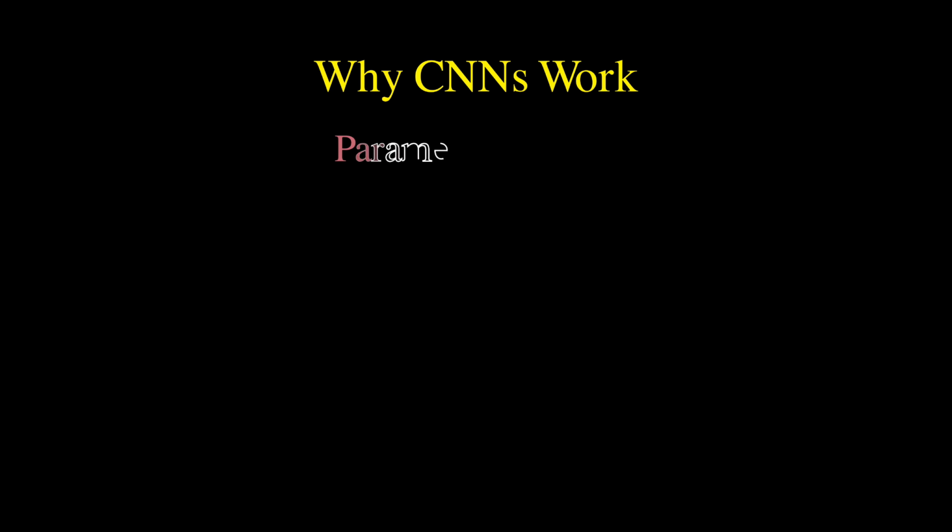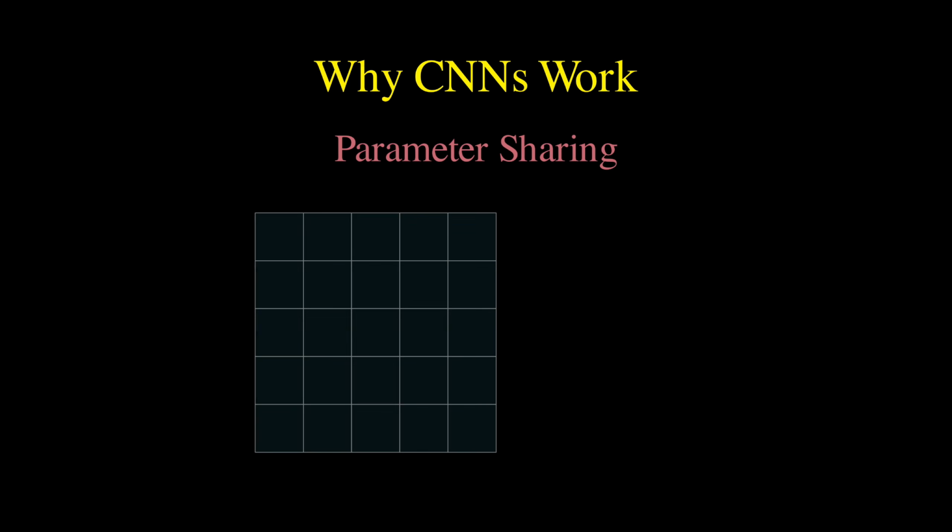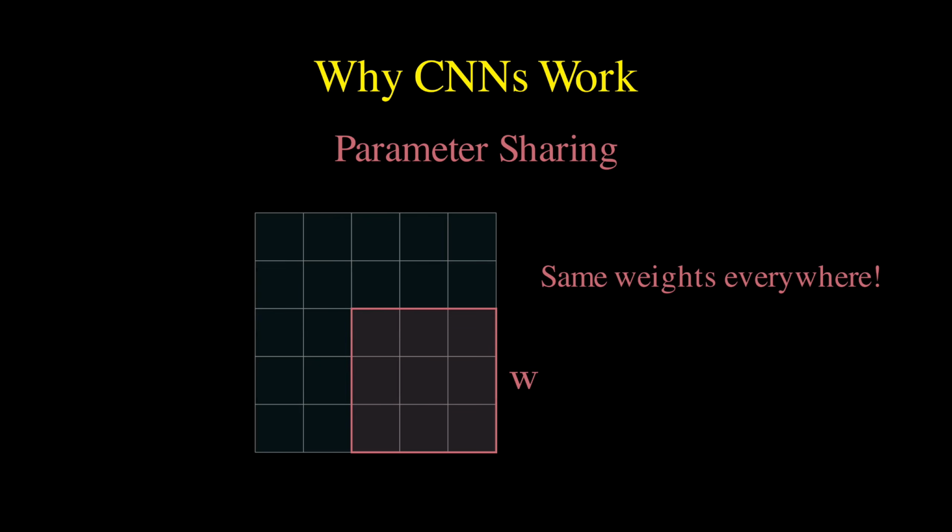Third, parameter sharing. The same kernel weights are used at every position in the image. This is incredibly efficient. Instead of learning separate weights for every single location, you learn one set of weights that works everywhere. This dramatically reduces the number of parameters and makes the network much easier to train.